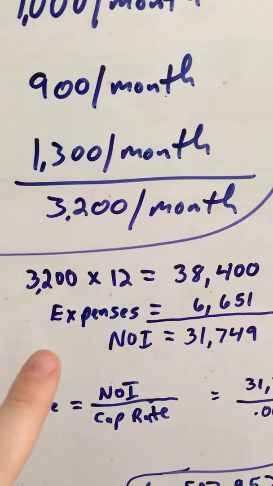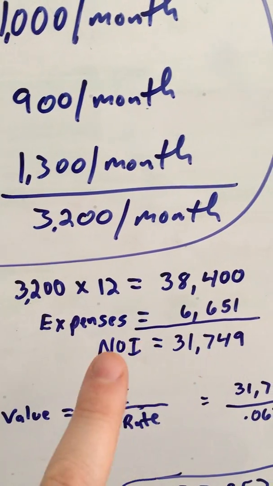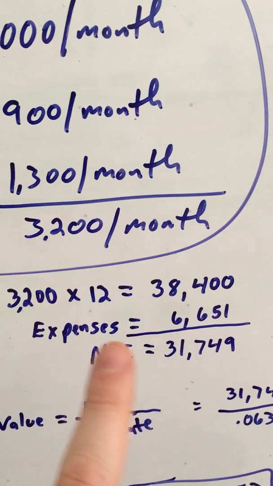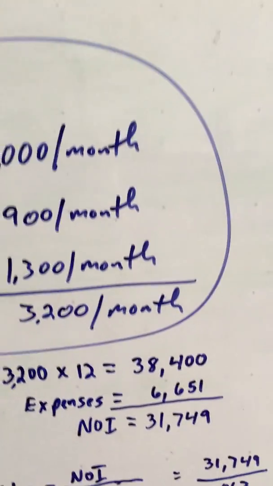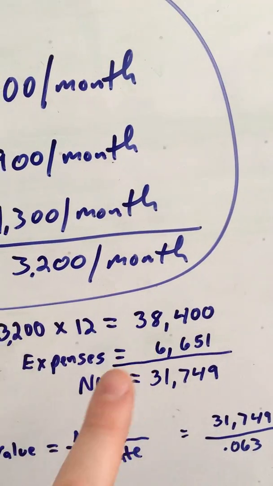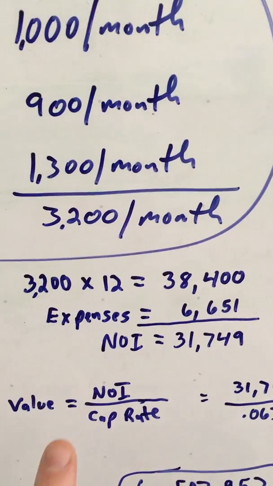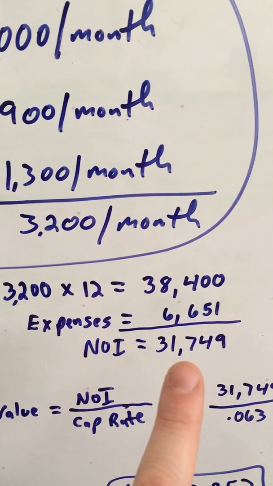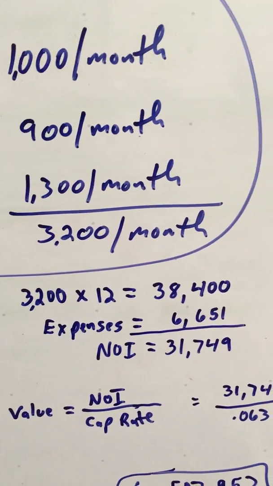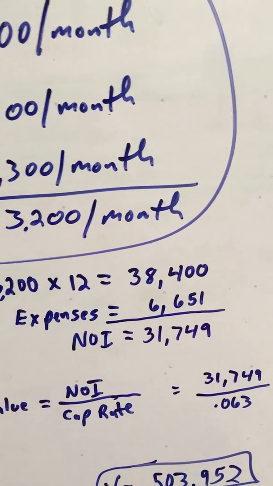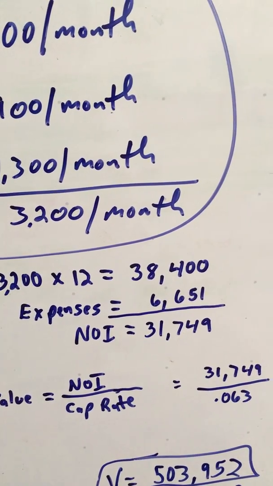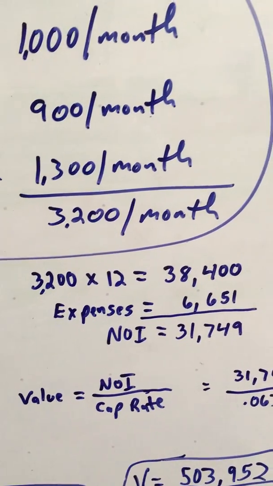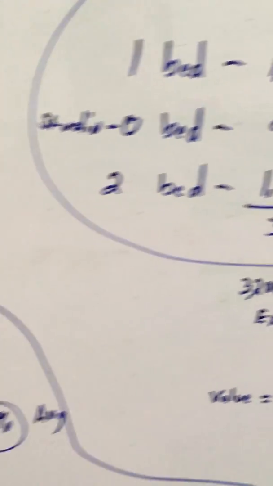And then you have to subtract the expenses because we're trying to get to the NOI. And the expenses are just what they actually had listed on the listing. So we're just sort of taking them at their word at this point. But anyways, then you get the NOI of 31,749. Once you have the NOI, you need an average cap rate or an area cap rate so that you can try to find the value. So here's how I got that.